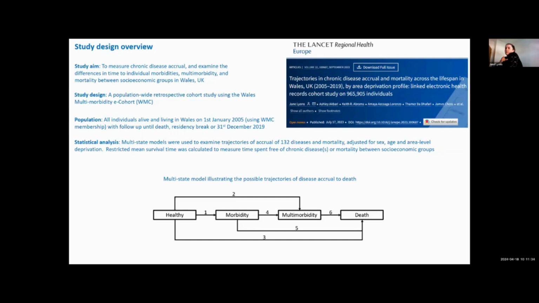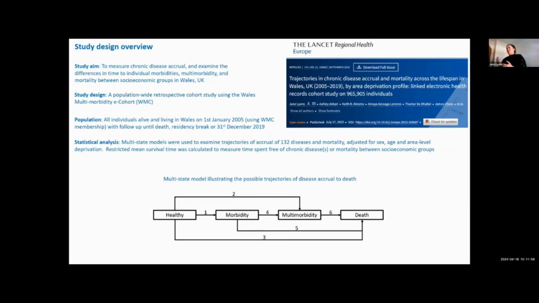So you could obviously, from healthy, go to 1 disease diagnosis, or straight to 2, or you could actually go straight to death. And then when you had 1 disease diagnosis, you could then have a 2nd or more disease diagnosis or death. And then when you became multimorbid, the only next state possible was death.